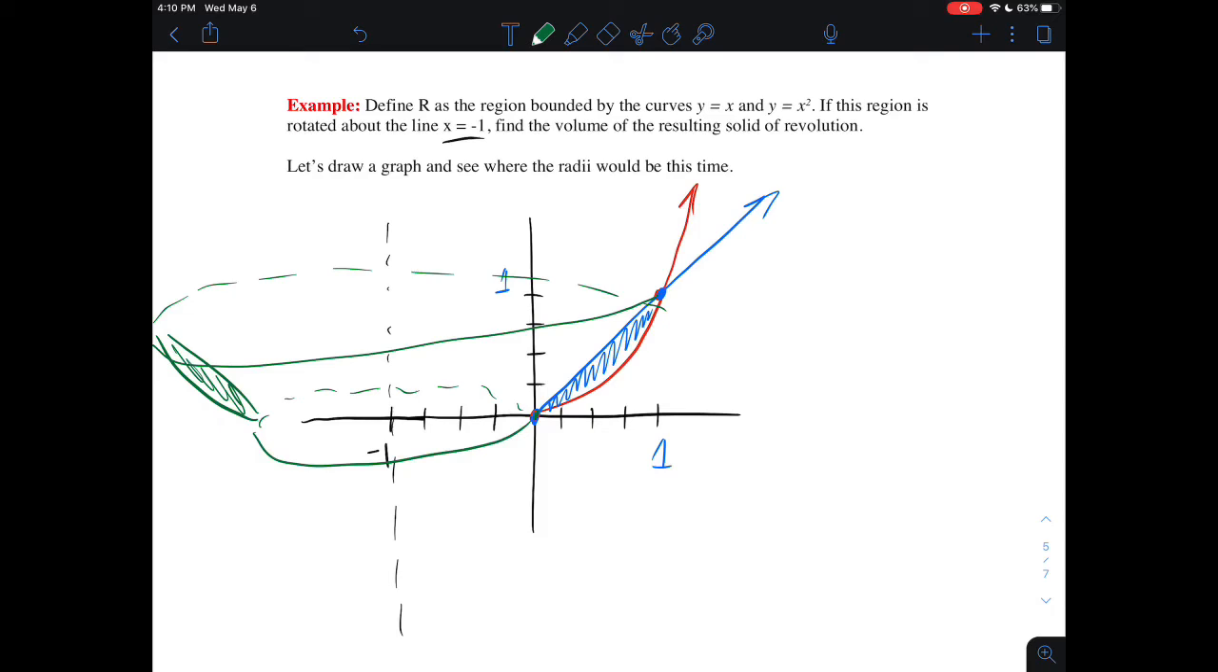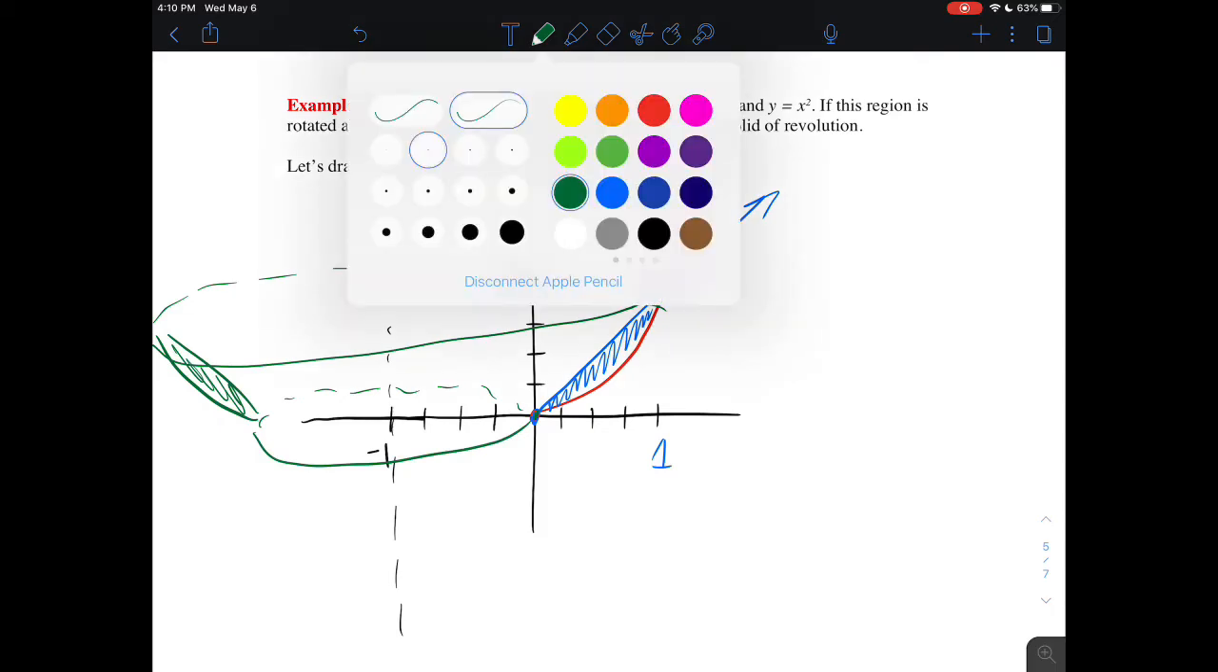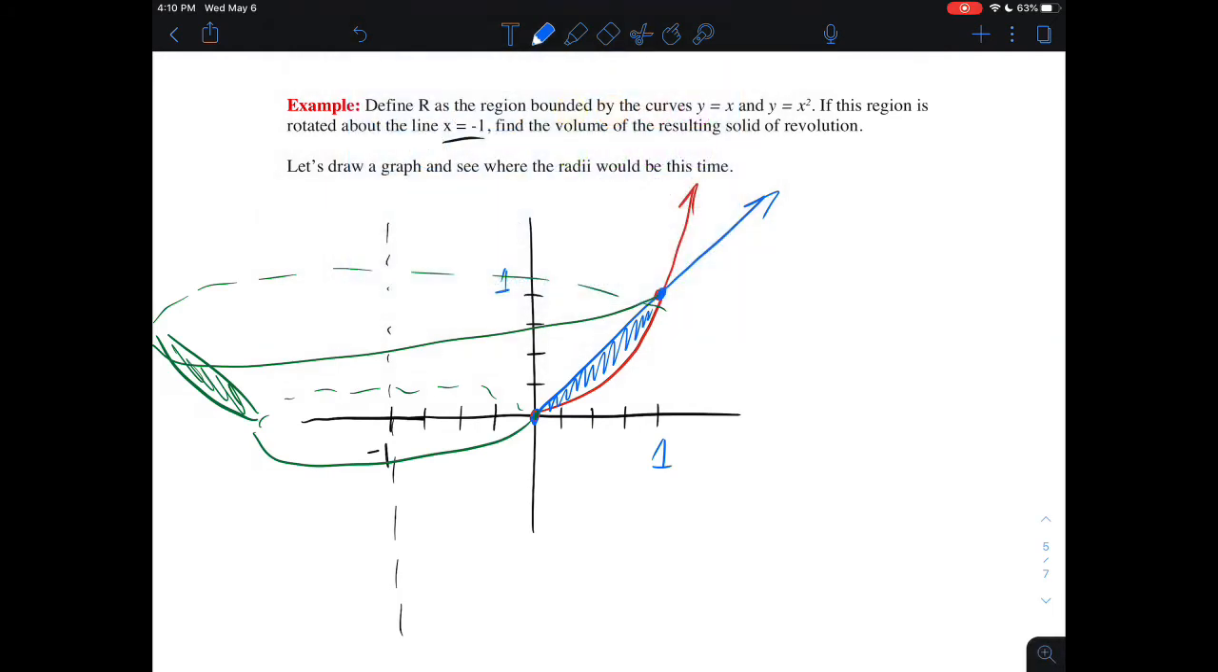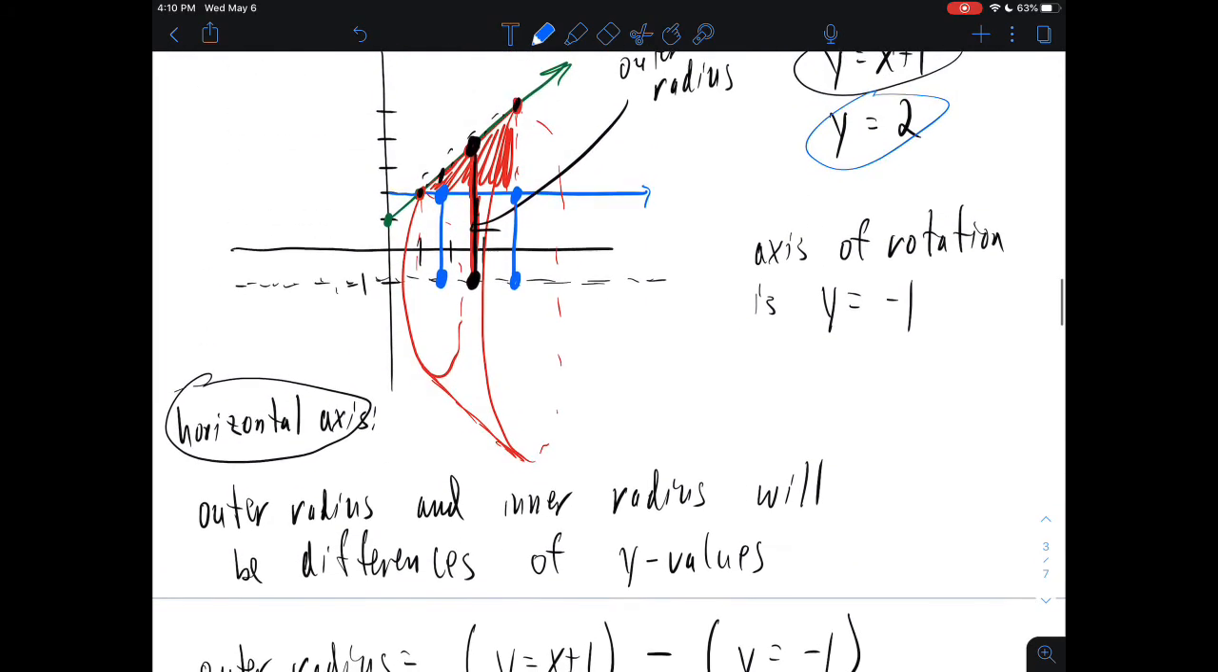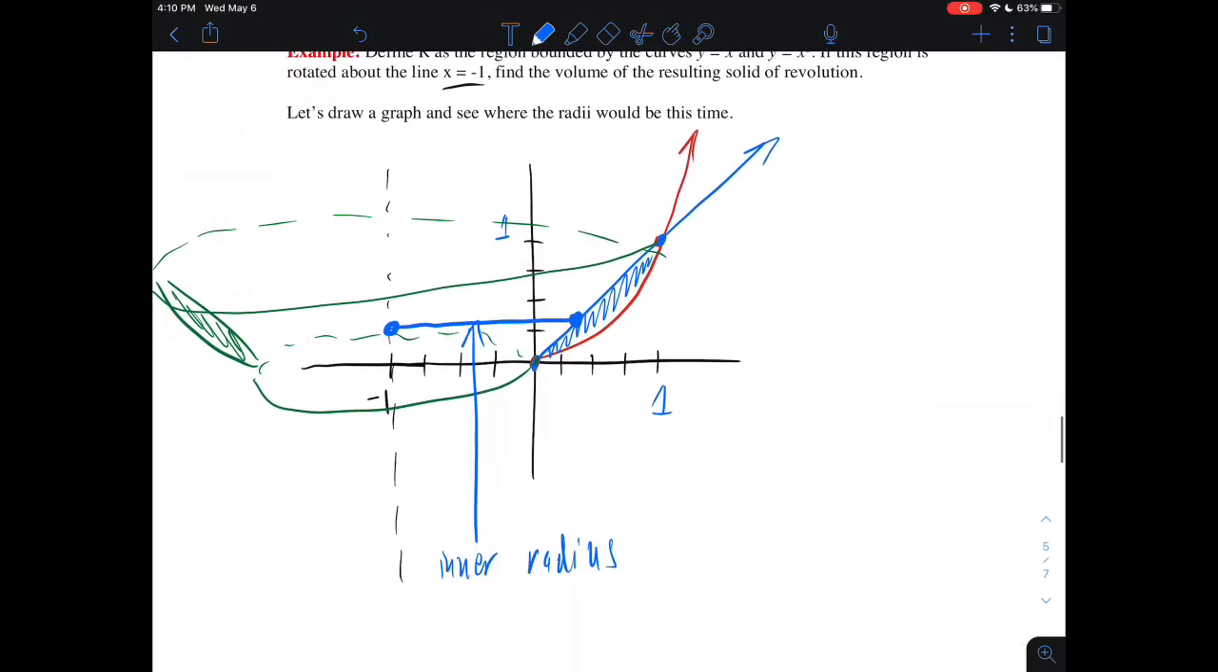So we again have the same ideas though. Inner radius, outer radius. So if we start with the inner radius, that comes from this blue line and how far it is from the axis of rotation. So now here's the difference between the last example and this one. This inner radius is a horizontal line. The inner radius from the previous example was a vertical line. So now that I've got this vertical axis, I'm going to find my radii by actually subtracting x values.